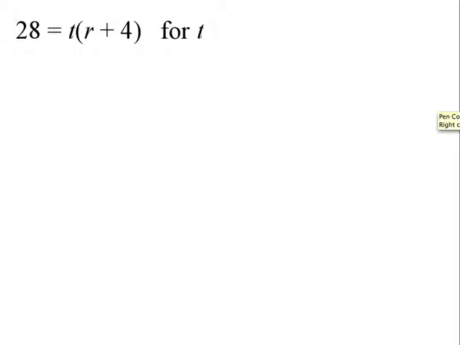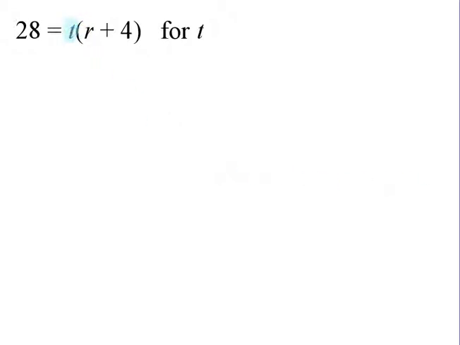Now there's 2 ways to do this one. There's the easy way from the get-go, and then there's the way that takes a little longer. I'm going to show you the easy way from the get-go. All right. I want to solve it for t. I want to get t all by itself.